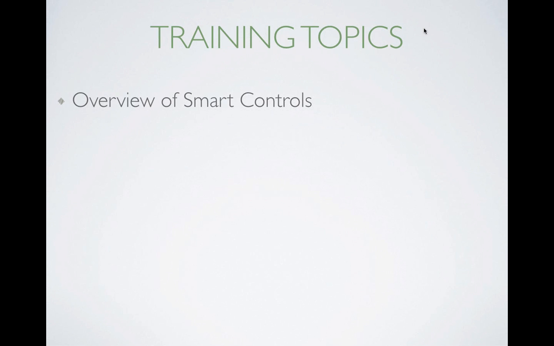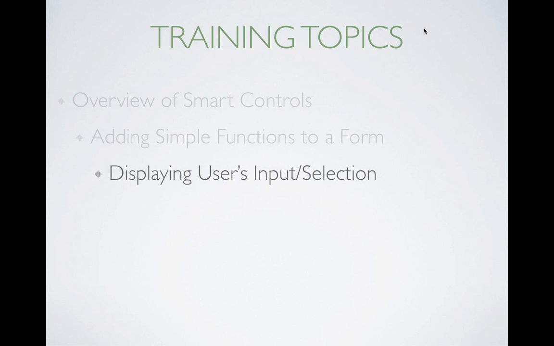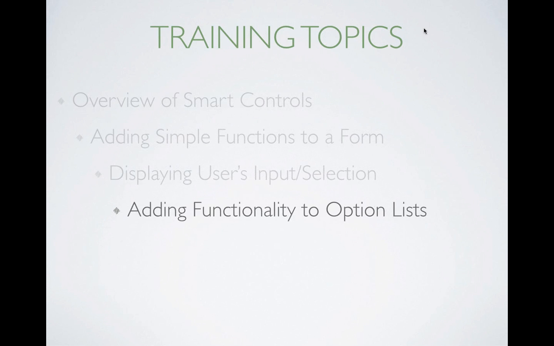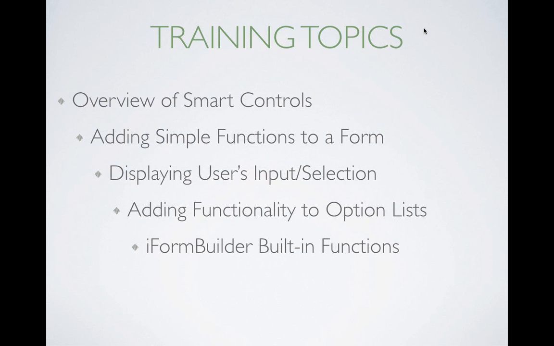The first thing we're going to do today is go over a high-level overview of what smart controls are and define each different smart control that you have available to you within iForm Builder. The next thing is how to add simple functions to a form. The third topic for today is to display a user's input or their selection on the device, adding functionality to option lists, and then the iForm Builder built-in functions. So those are the 5 training topics for today.